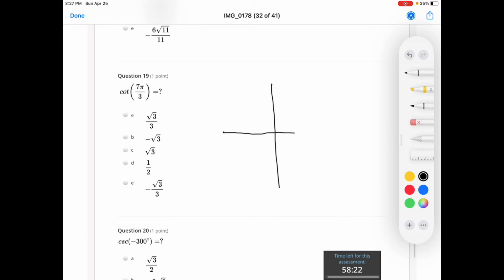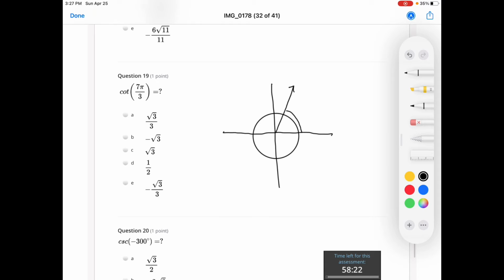All right, cotangent of 7 pi over 3. So pi over 3's, that's going 60 degrees. So if we start here at 0, that's 1 pi over 3, 2 pi over 3, 3 pi over 3, 4 pi over 3, 5 pi over 3. And then back around is 6 pi over 3, which is 2 pi. 7 pi over 3 would be here. Draw that.